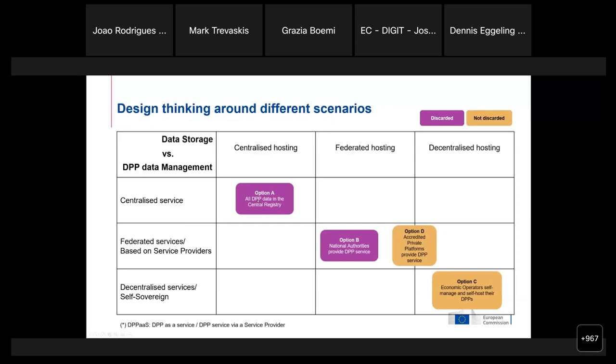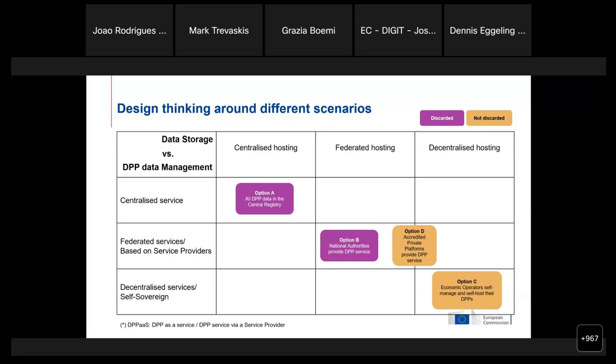Again, same approach as for the user journey, to apply design thinking and to say, well, what if we go in the direction of centralized hosting and centralized service? How would that look? And what if we go purely federated? So we started with these different scenarios to try to model as many as possible.